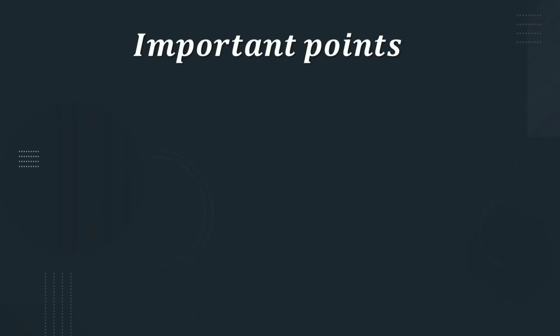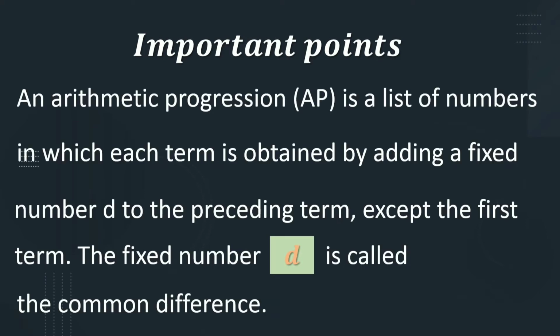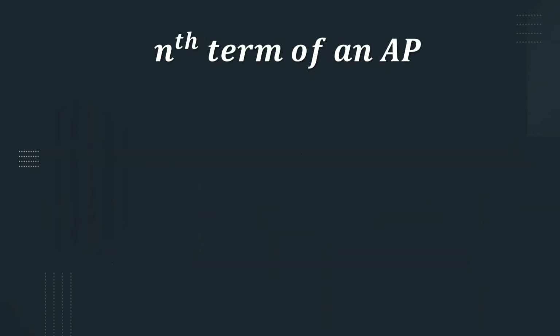Before going to solve the questions, let us recollect the important points. Totally 9 marks question appear from this chapter. Very easy questions if we understand the concept. An arithmetic progression is a list of numbers in which each term is obtained by adding a fixed number d to the preceding term, except the first term. The fixed number d is called the common difference.